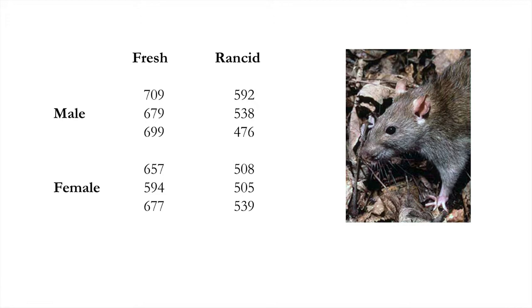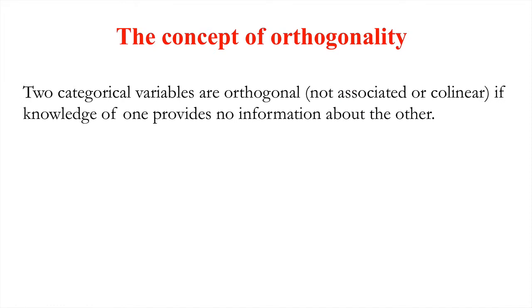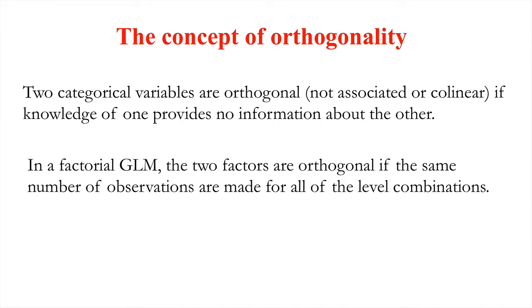Let's revisit this issue of orthogonality. 2 categorical variables are orthogonal, i.e. they're not associated with one another and they're not collinear, if knowledge of one provides no information about the other. So for example, if we knew the sex, we wouldn't be able to guess what state of lard that individual was actually presented with. In a factorial general linear model, the 2 factors are orthogonal if the same number of observations are made for all of the level combinations.